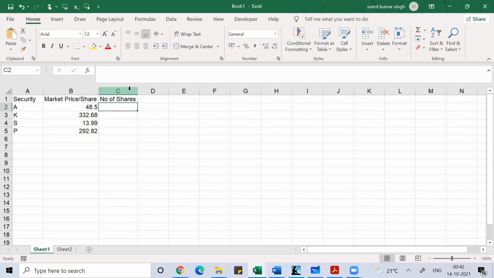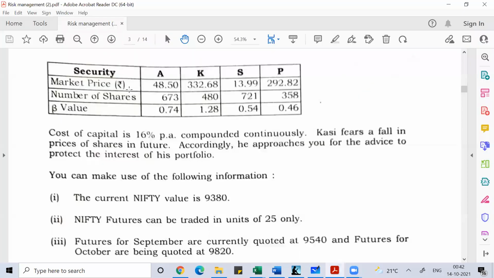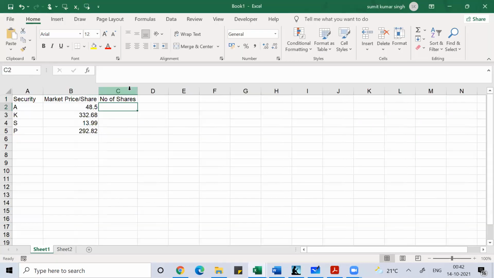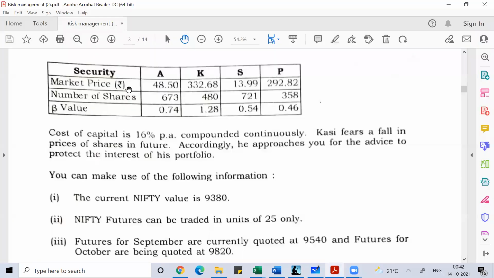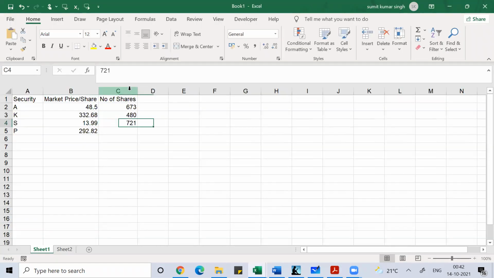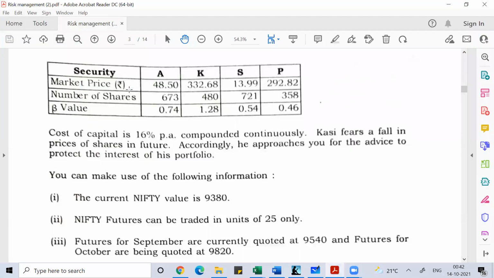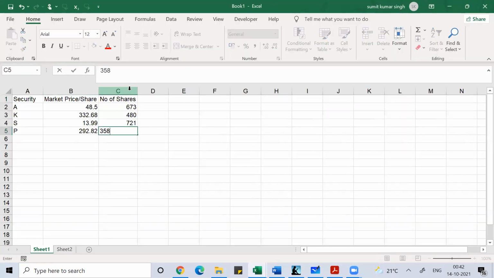So these are the market prices. The number of shares are given to you: 673, 480, 721, and then 358. Okay, so now you can find the market capitalization of each stock.